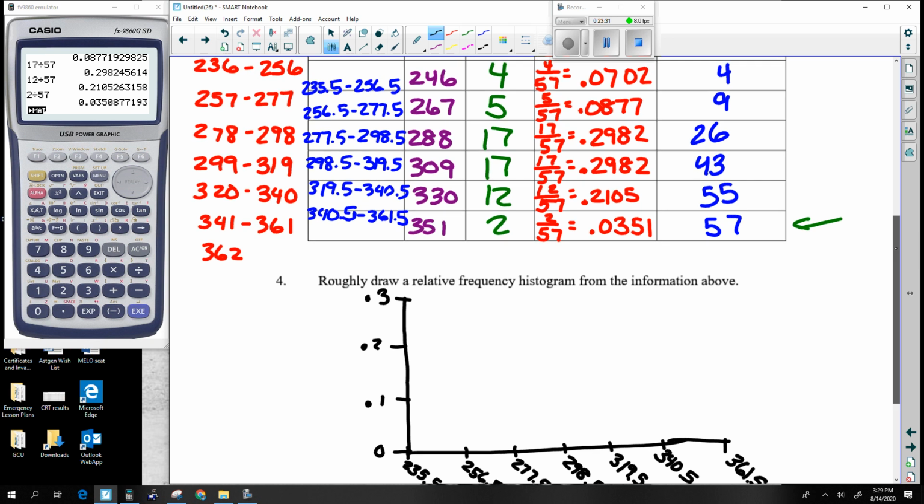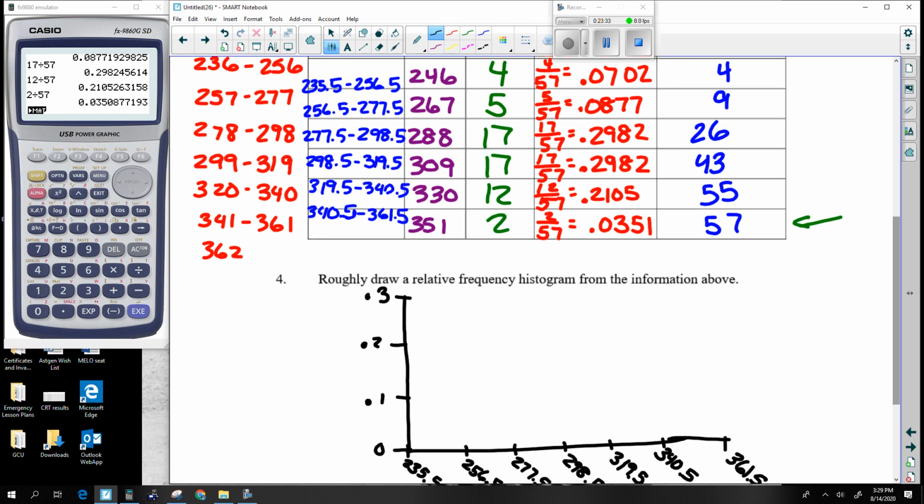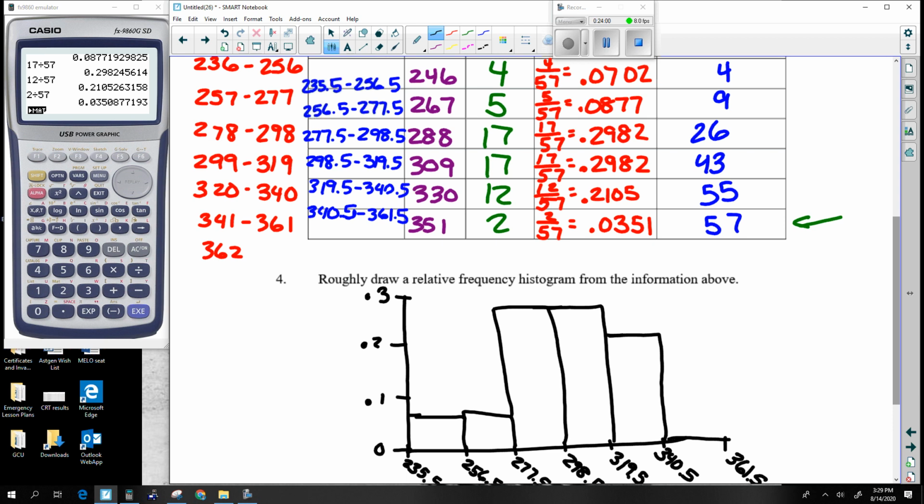Okay, so the very first one is at 0.07, almost 3/4 of the way up. 0.08, just a smidge higher, but still lower than the 0.1. 0.29, almost up to that 0.3. Just shy of the tippy top. 0.29 again, so the exact same height. 0.21, just a little bit above 0.2. And 0.03, ooh, really small. There it is. Histogram, bars touch, and go up and down.